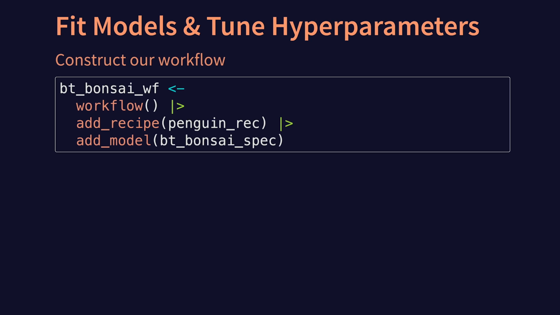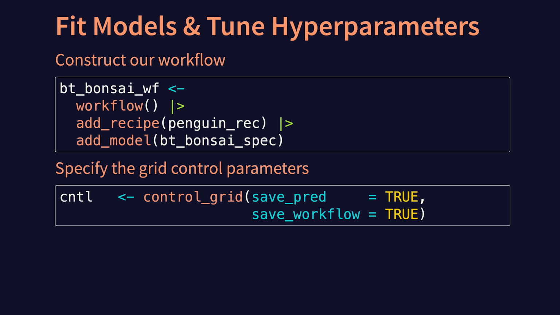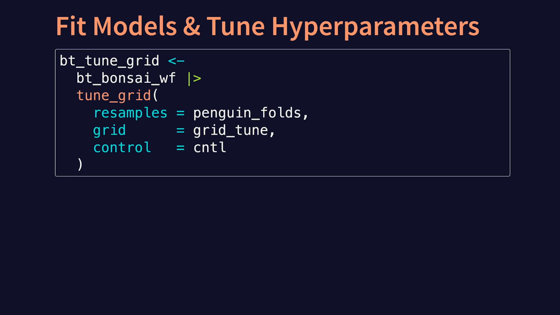Okay, so before we actually get to the tuning step, we need to create our workflow. We'll add our recipe that we created a few moments ago, as well as our model. Next, we want to add some additional customization to how the tuning is going to run. Relatively simple here. We're just going to save our predictions and save our workflow. I won't talk through those for the tune grid example today, but there's great documentation on some of the other parameters as well. You can control how verbose the output is, as well as control some of the parallelization to make this optimization run faster.